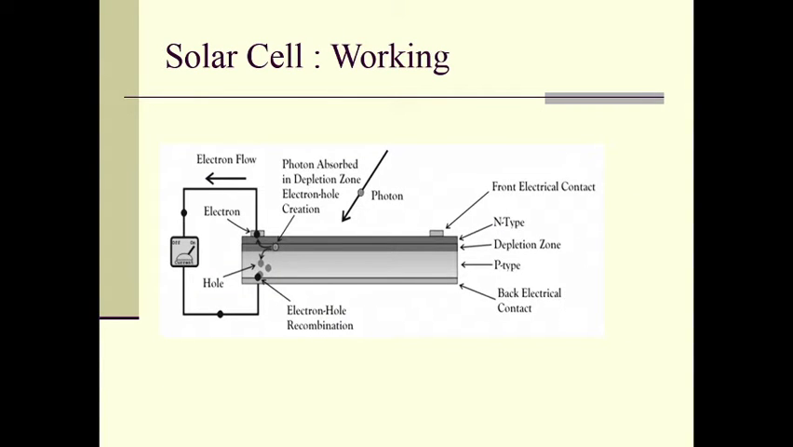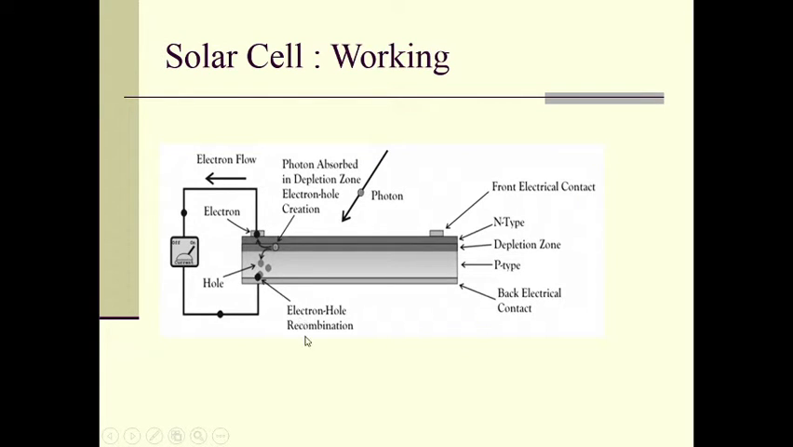So let us now move to the working of the solar cell. This is a typical p-n junction of the solar cell. This is the p-type layer, which is large compared to the n-type layer. The n-type layer is very thin and is mounted over the p-type material. This is the p-n junction, and the depletion region will be there at the p-n junction. We have the electrical contacts, one electrode here and another electrode here.